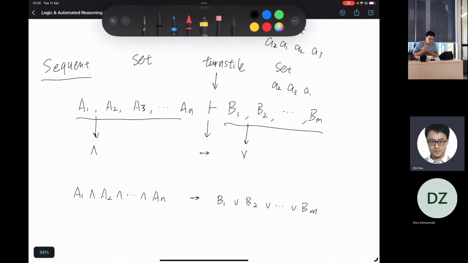Now we need to have the inference rules with sequence. Do we have any questions here?